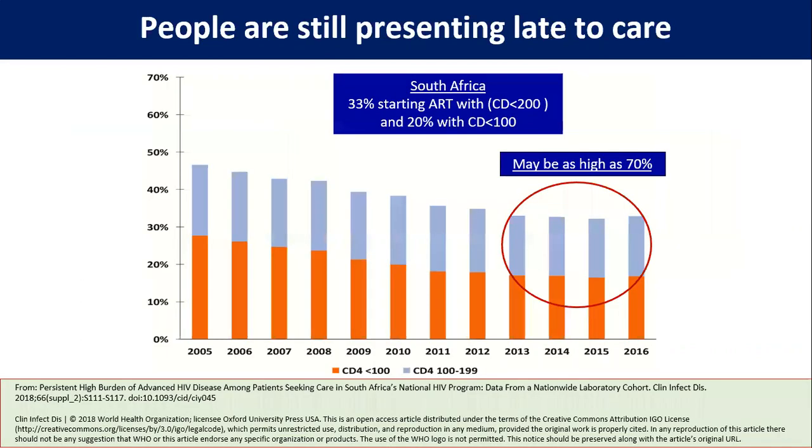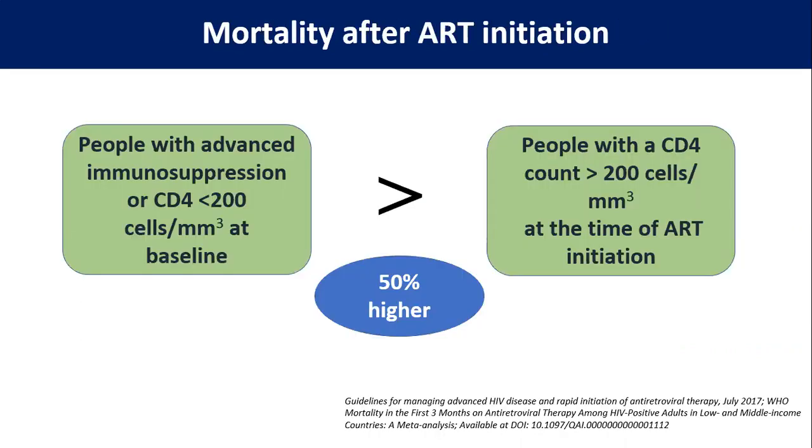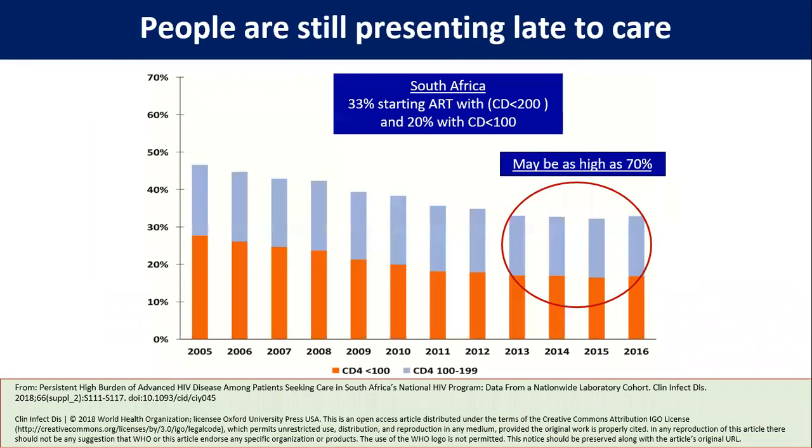Starting ART late gives rise to a high rate of mortality. And presenting late to the ART services is not restricted to middle income or low income countries. It is found everywhere. For example, in South Africa, with robust ART services, 33% of people presented to ART centers for initiation of ART with a CD4 count of less than 200 cells per cubic millimeter and 20% with CD4 less than 100. And this late presentation may be as high as 70% also.